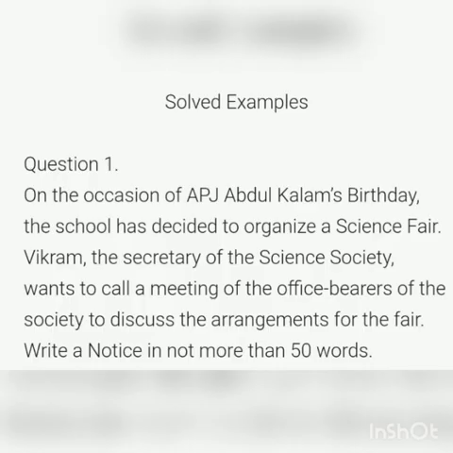Now let's see some solved examples of the writing skills we have learnt till now. Question number 1. On the occasion of APJ Abdul Kalam's birthday, the school has decided to organize a science fair. Vikram, the secretary of the Science Society, wants to call a meeting of the office bearers of the society to discuss the arrangements for the fair. Write a notice in not more than 50 words.